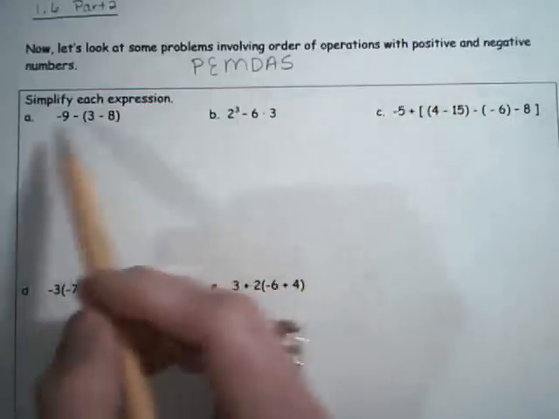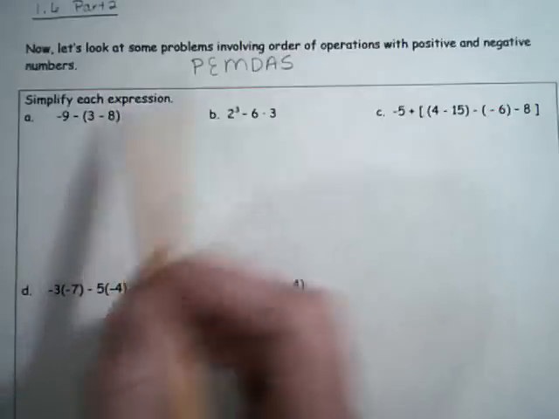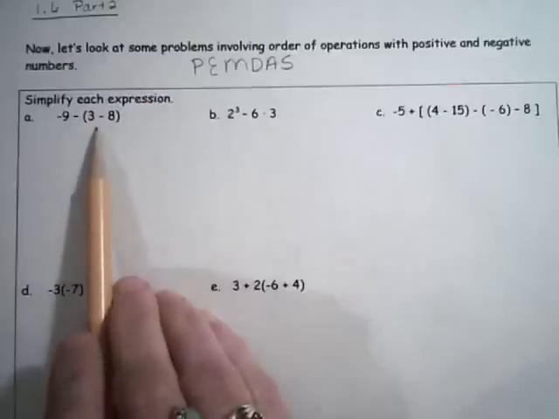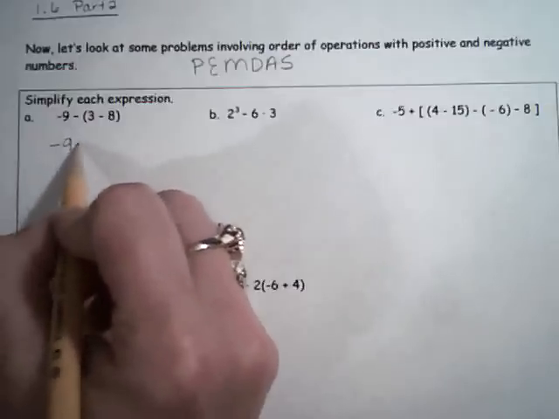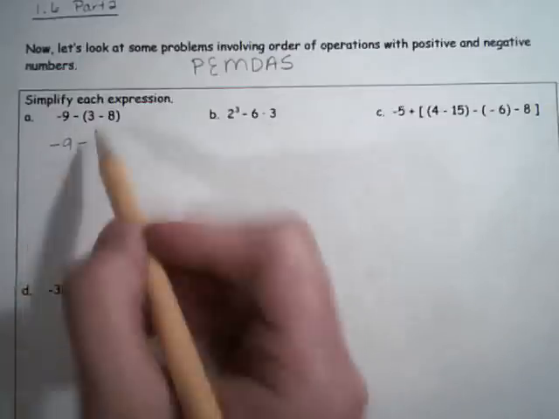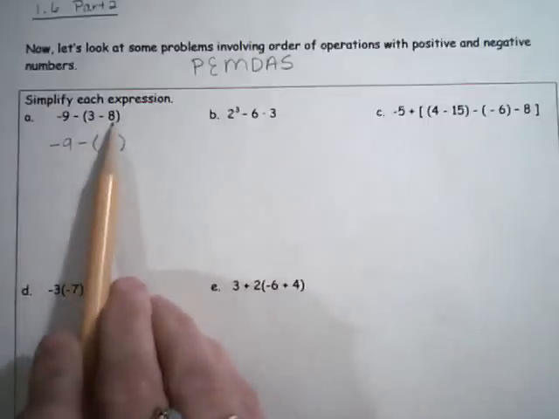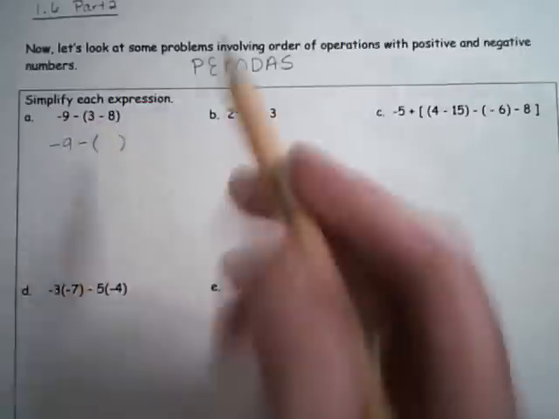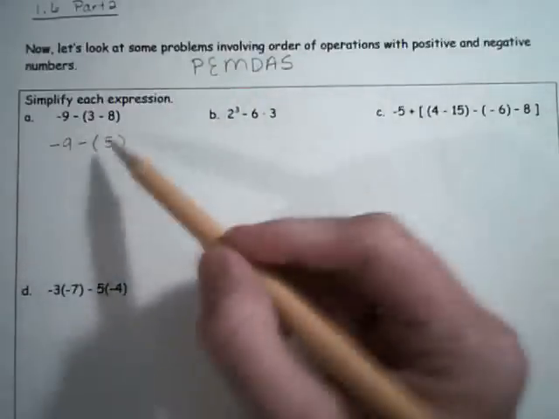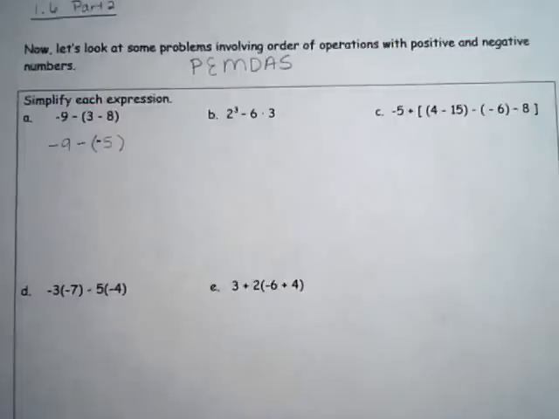Okay, so simplify the expression. I have to look at what do I need to do first. So I have a set of parentheses. We would have to simplify here first. Bring down -9, bring down the minus sign. In the parentheses, I have 3 minus 8. Remember we're talking about this means a positive 3 and a negative 8. The signs are different, so I subtract, which would be 5. Take the sign of the higher number, so that's going to make it a -5.